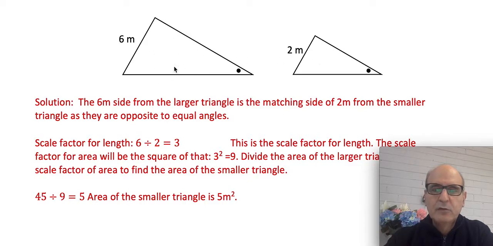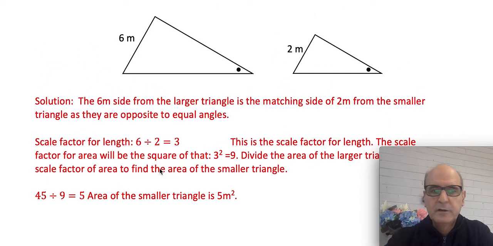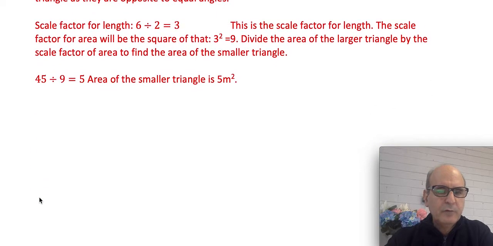So they told us this is 45, then we need to divide by the scale factor of area to find the area of the smaller one. So 45 divided by 9 gives us 5. So the area of the smaller triangle is 5 square meters. Why square meters? Because the larger one was given in square meters. That is for example 2.